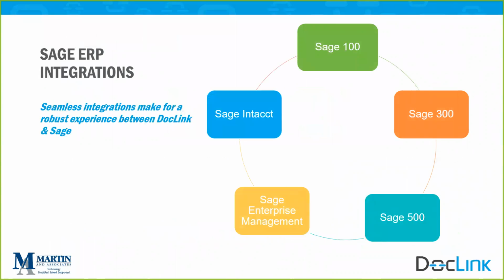So Martin Associates is mainly Sage 100 focused, but we can also integrate with other Sage products. So that could be Sage 500, Sage 300, Intacct Enterprise Management, those cloud offerings that Sage has. And we're going to be able to integrate with all those offerings.